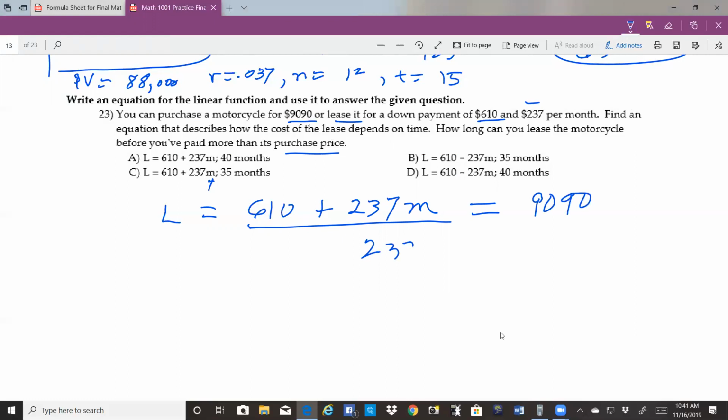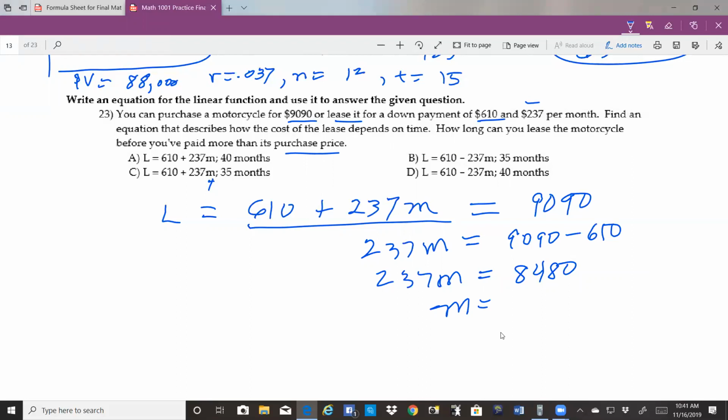So 237 m is equal to $9,090 minus 610. 237 m is equal to $8,480. And m is equal to $8,480 divided by 237, which is equal to 35.78. So this is the exact amount in months of the lease, where the lease and buying it are equal.